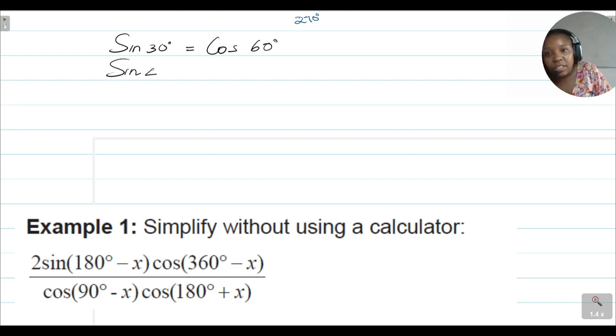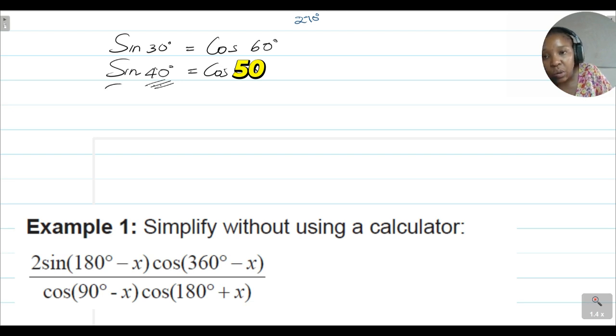Let's look at another example. Sine of 40 degrees is going to be equal to, what are complementary angles? Angles that add up to 90 degrees. It will be cos of, 40 plus what will give me 90 degrees? 40 plus 50 degrees. So these trig functions are co-functions, because they've got equal values when applied to complementary angles.